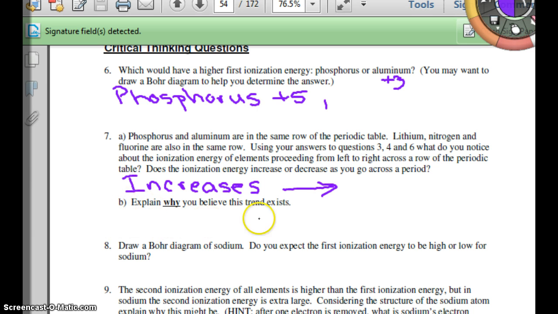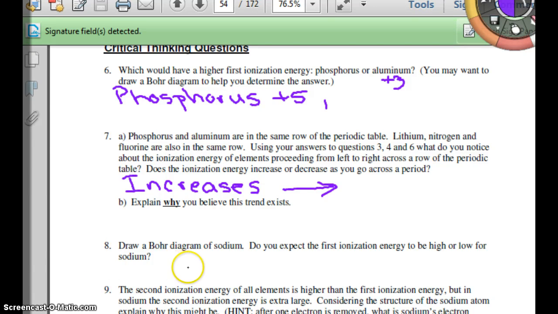And that's kind of hard for me to write all that in this, but you can pause it and re-listen to it. The attraction between the nucleus and the outer level electrons increases. So for atoms with a stronger attraction for the outer electrons, it requires more ionization energy to remove the electron. So number 8 says to draw a Bohr diagram of sodium. Do you expect the first ionization energy to be high or low for sodium?